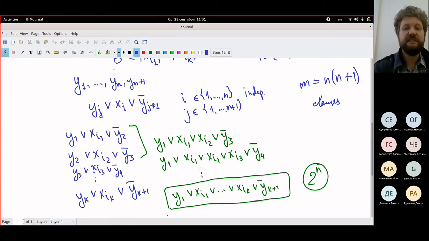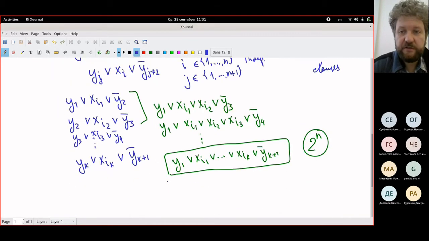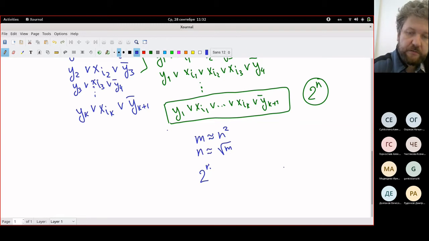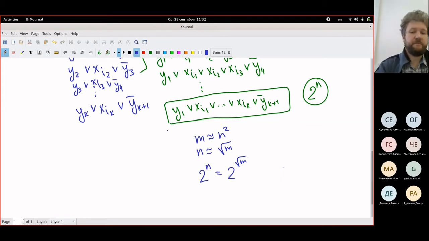So you can also reformulate it: if m is more or less n squared, well, it's n plus 1, forget about plus 1, it's just n squared, then n is, roughly speaking, the square root of m, and you will have 2 power n, which is 2 power the square root of m. So it's also an exponential blow-up. It's a smaller exponential, but it's an exponential blow-up.